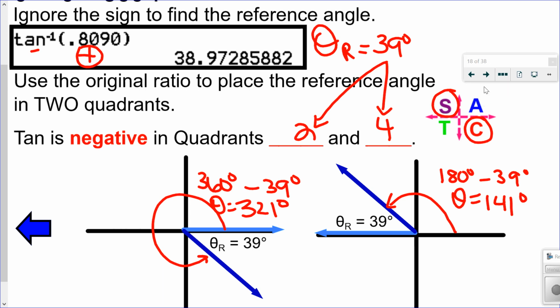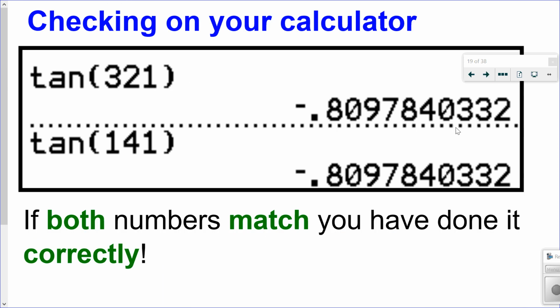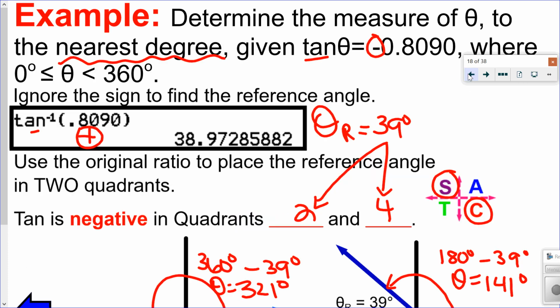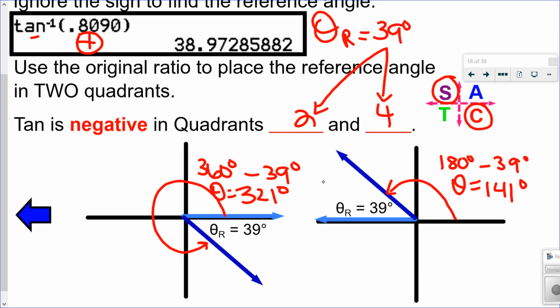Final step in any question that we do is the check. So let's see if I did that right. 141 degrees works. 321 degrees also works. Both the numbers match, so I know that both of these are correct. So you see, the only difference was we had to use our calculator to find our reference angle. Everything else was the same.